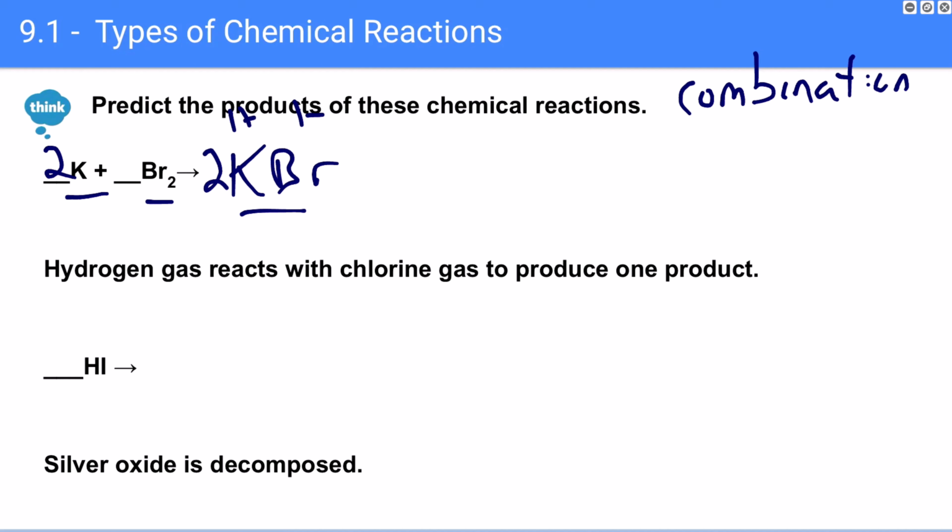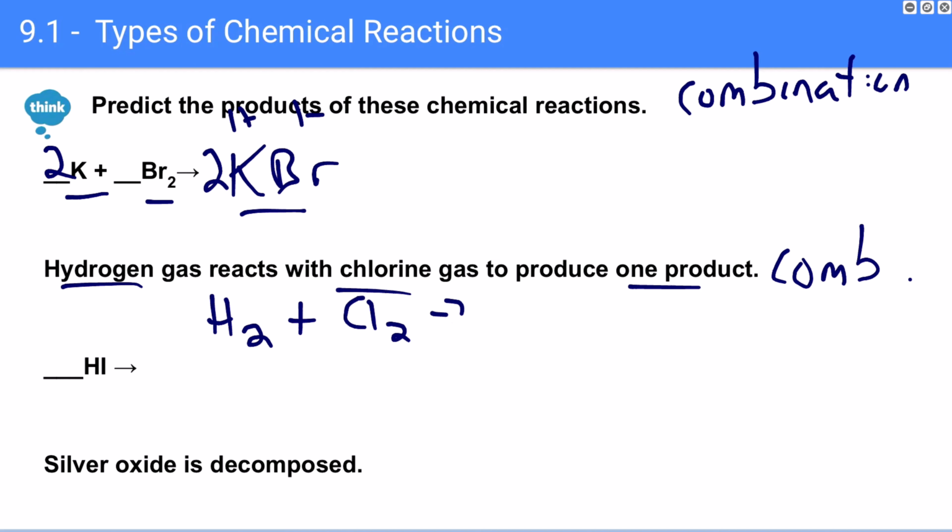Hydrogen gas reacts with chlorine gas to produce 1 product. 2 reactants, 1 product. This is also a combination reaction. Hydrogen gas, remember, is a diatom. Chlorine gas, also a diatom. 1 product. Check your charges, so 1+, 1-, so we're good there. Now we go back and balance. I know they're pretty easy at first, but again, identify the type, form the most basic form of your products with no subscripts, and determine the subscripts based on the charges.